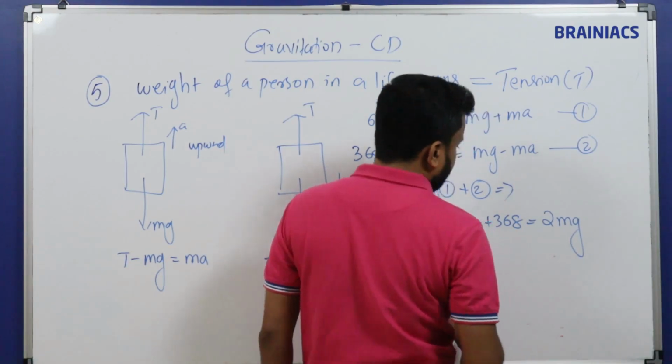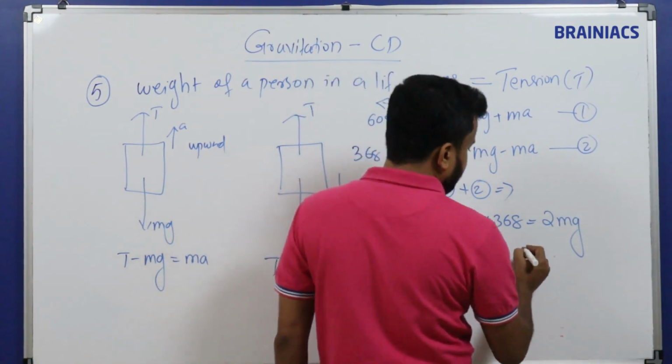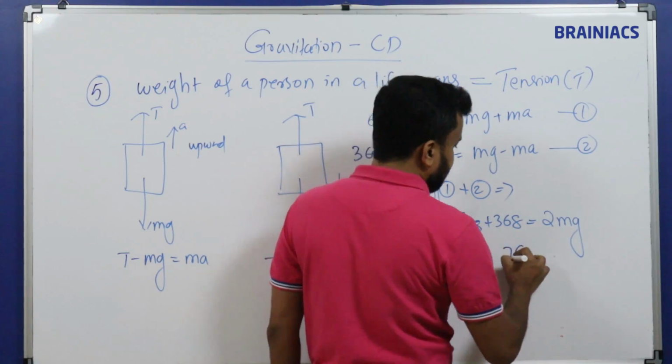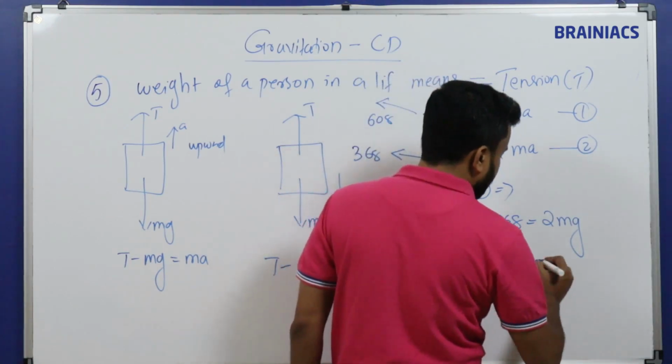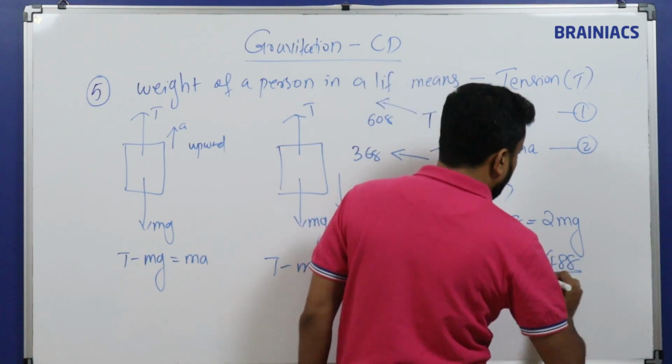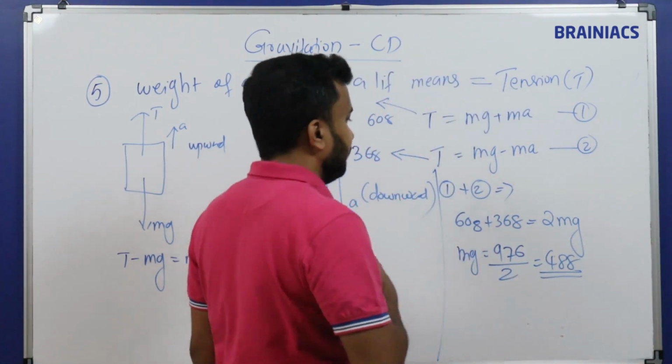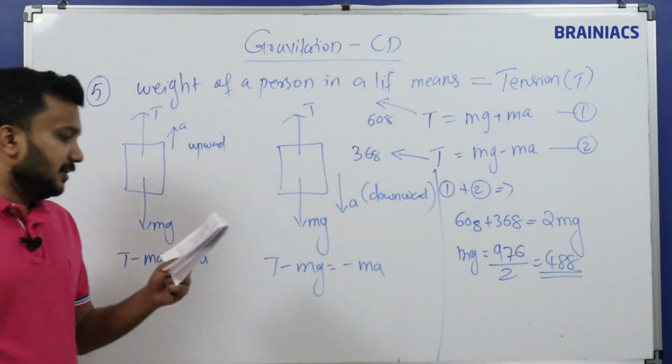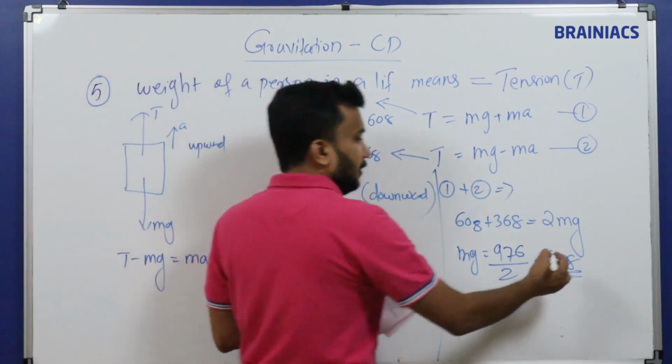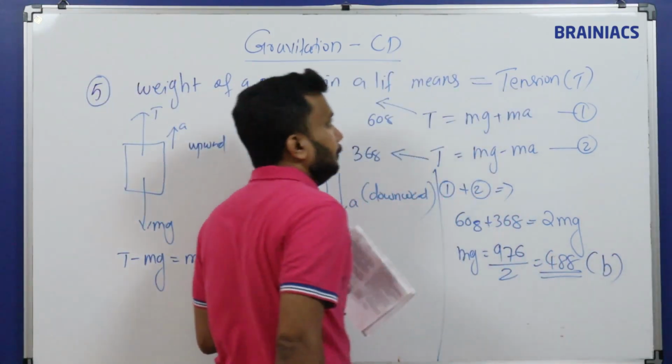So mg is equal to 60 plus 36, which is 96, divided by 2, which is equal to 48, right? 48 newton is the weight of the body. So the answer is option B.